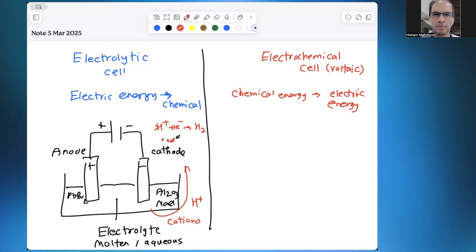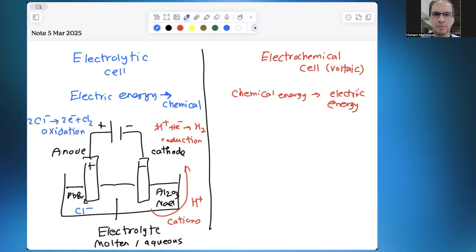So here I have a reduction at the cathode. On the opposite side, at the anode, the oxidation happens. So if you have OH minus or you have Cl minus, the Cl minus will go here and it will lose electrons. So 2Cl minus will lose 2 electrons to form Cl2. So oxidation happens at the positive electrode, which is the anode.